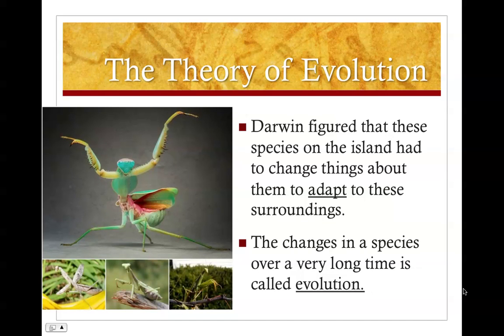So all of this he kind of put together, and he realized that what made animals different from each other is that they have different characteristics that help them adapt to where they live.